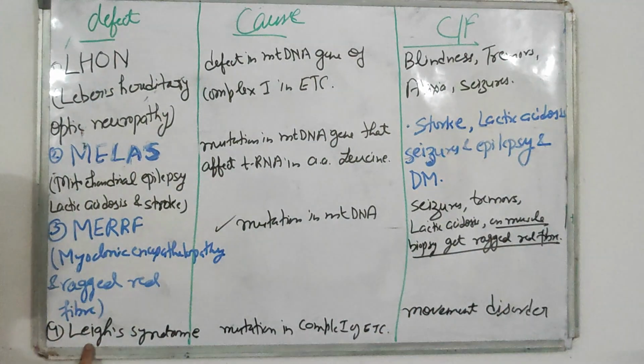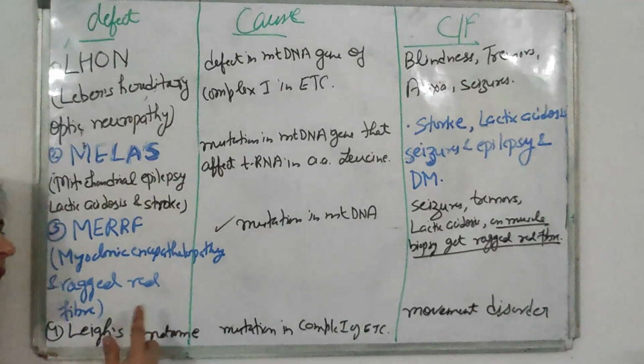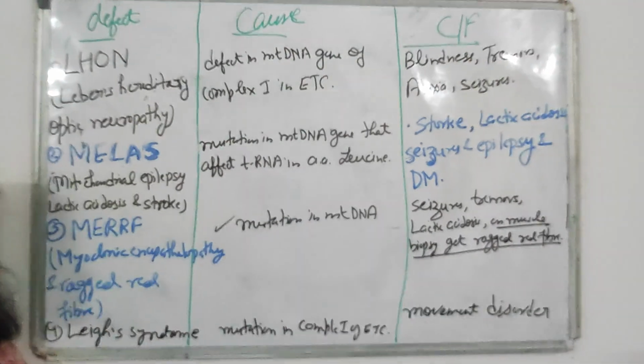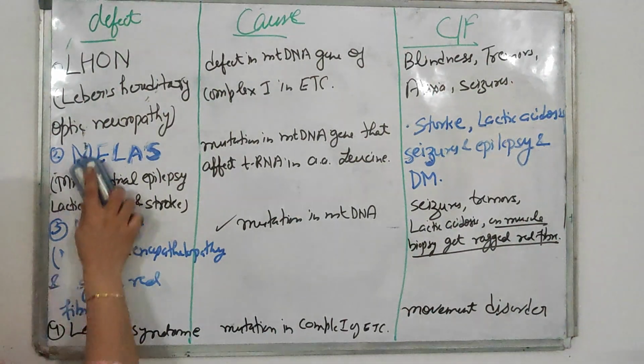Okay. Now the fourth disorder is Leigh syndrome. Leigh syndrome is also due to mutation in complex 1 of your ETC, and here the patient presents with a movement disorder. Okay, so these are all the defects which occur in OXPHOS disease.